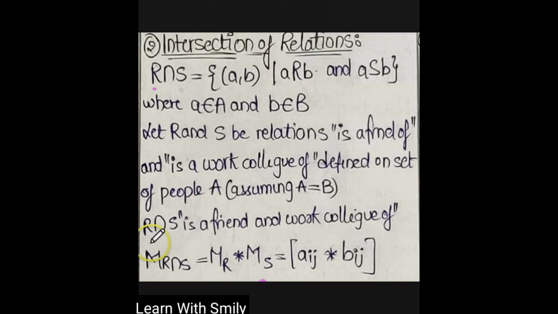Suppose when we are making an intersection, it will be combined as 'is a friend of' and 'is a work colleague of'. Like Ram is a friend and work colleague of Sita. Got it? He is also a friend and he is also a work colleague. So this is an example of intersection of relations. This is the representation of intersection, and for intersection we do multiplication, whereas for union we do addition.